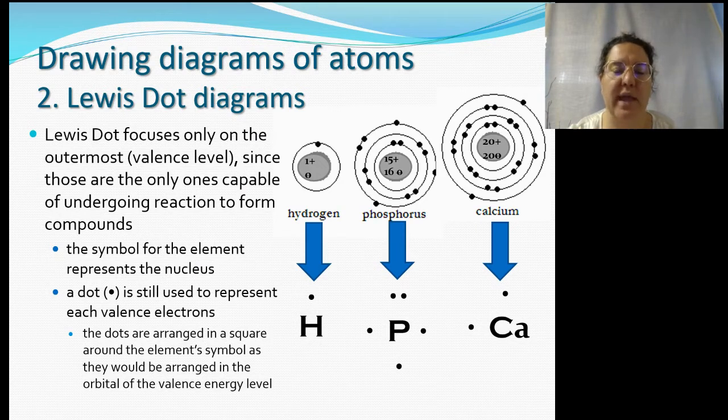So phosphorus, if we counted how many electrons were in its outer valence level, we have 5. So we're going to put 1 in each kind of square position, north, south, east, and west. And then once we need more than 4, we're going to start to double them up. So phosphorus has 5, where calcium only has 2. So we only have 2 dots surrounding that calcium symbol.